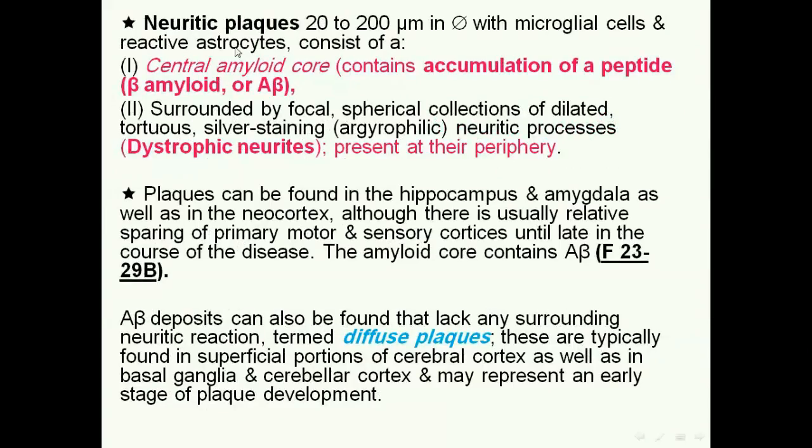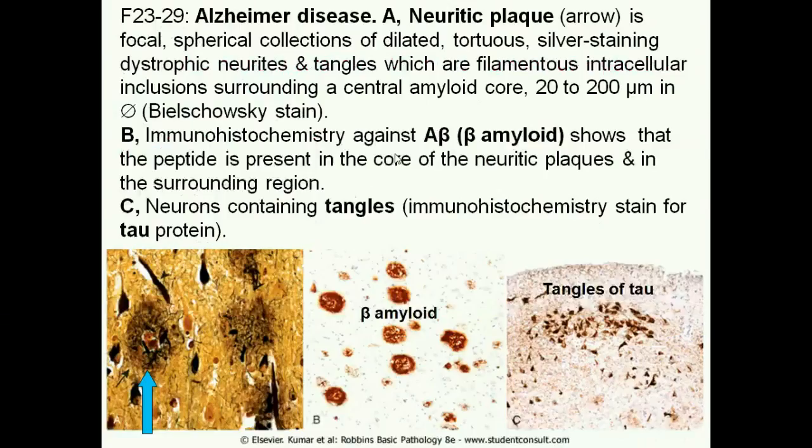Now, these neuritic plaques can be 20 to 200 micrometers in diameter, with microglial cells and reactive astrocytes. Let's see a picture of them. Here we see a neuritic plaque, and we should know its constituents. This plaque is formed by a core and a periphery. As we see, the core is different from the periphery.